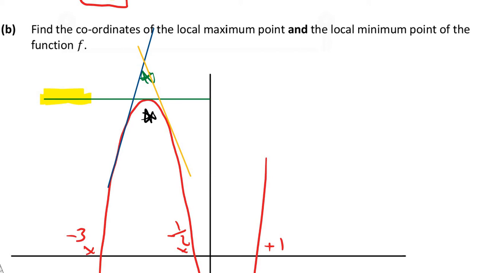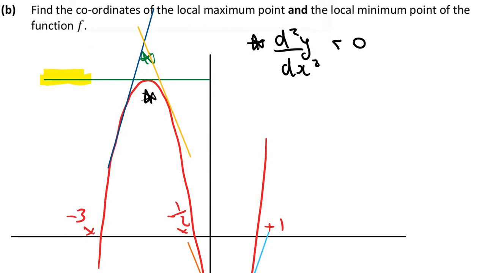Likewise, the opposite happens at the local minimum. So I've just written that there. The second derivative, which is written d2y dx2, is less than 0 when you're at the top of the curve, so at the local maximum, because the slope is changing from positive to negative.